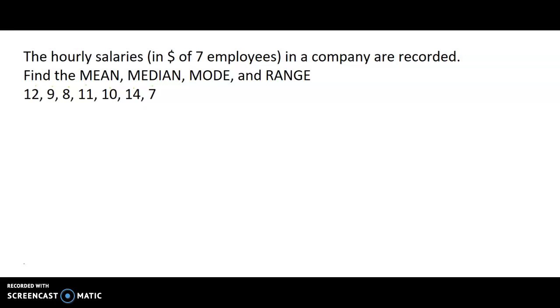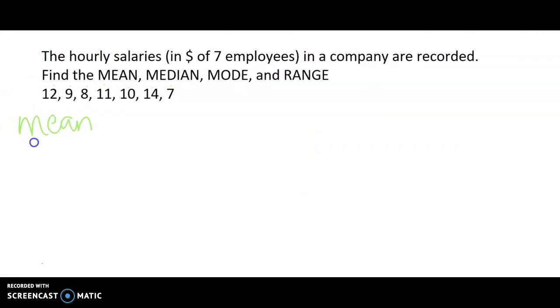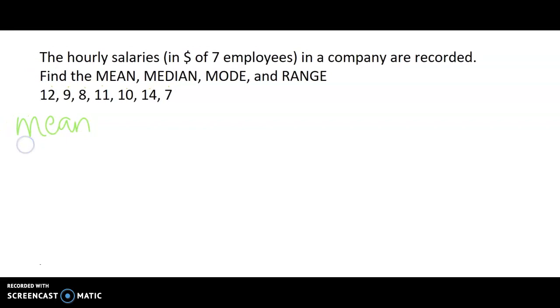All right, so let's go ahead and find the mean of our salaries. Once again, the mean means the average. So I'm going to go ahead and add them all up. 12 plus 9 plus 8 plus 11 plus 10 plus 14 plus 7. That should give us what, Miss Fishman? That's going to give us 71. And then we're going to divide by how many numbers there are.